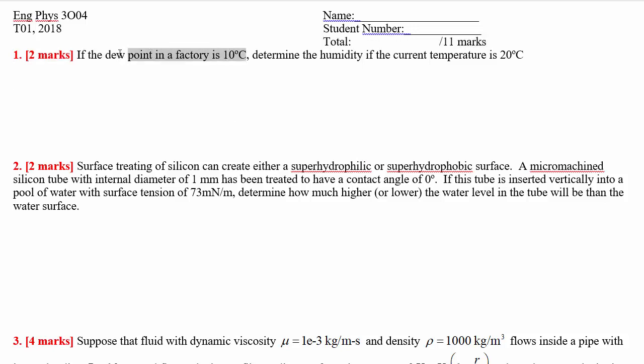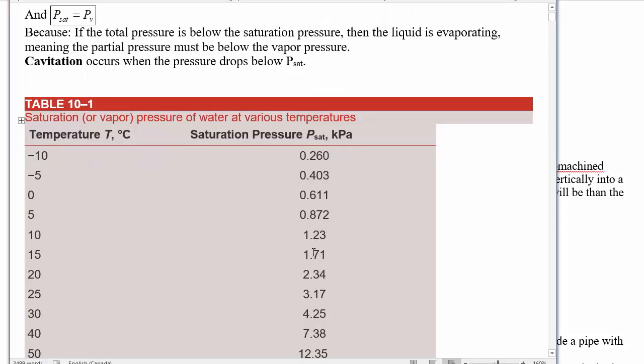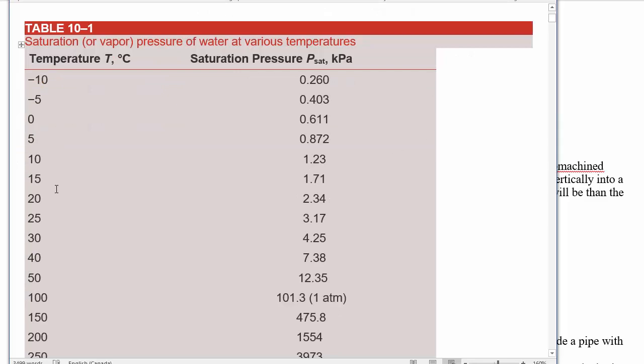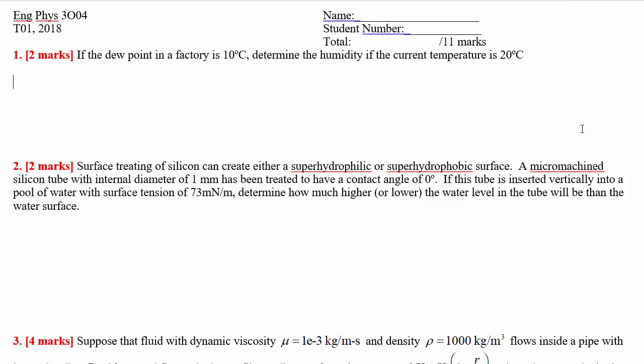So saying what the dew point is in the factory is a way to say what the partial pressure of the water actually is in the air. If we go to our table from the textbook, then you can see that 10 degree temperature for water vapor corresponds to a partial pressure of 1.23 kPa. So Psat at 10 degrees C is equal to 1.23 kPa, I think we said.